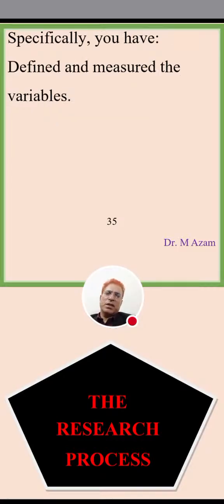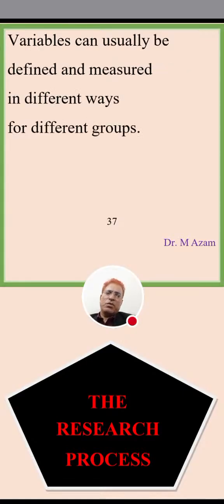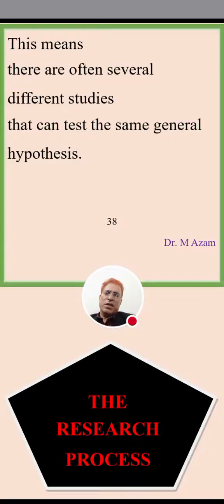Specifically, you have defined and measured the variables. You have described exactly who will be observed and measured. Variables can usually be defined and measured in different ways for different groups. This means there are often several different studies that can test the same general hypothesis.